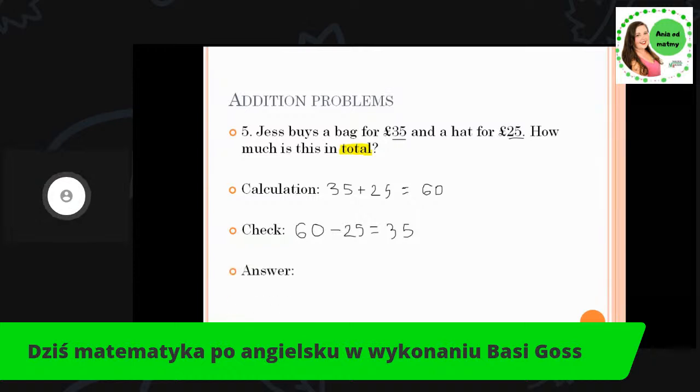Next stage, think about the sentence to answer the question, How much is this in total? Thank you very much for all your little hearts. And we've got Maya writing a very good sentence. Yes, we can have the answer. The total is 60. Or we can say that he paid £60 for everything. Very good, Maya.